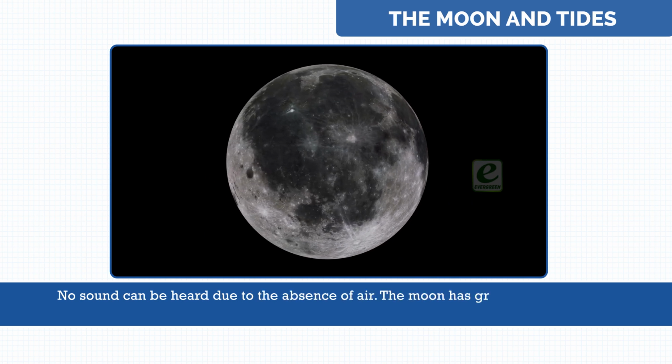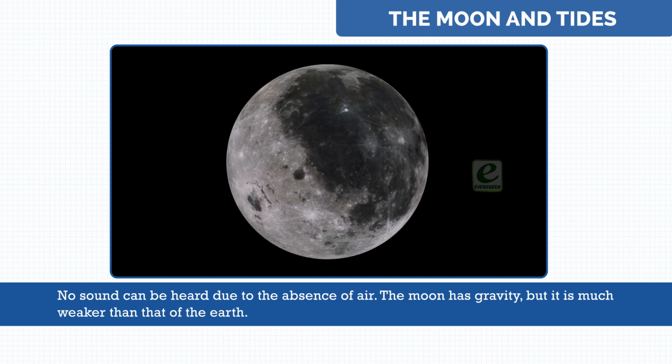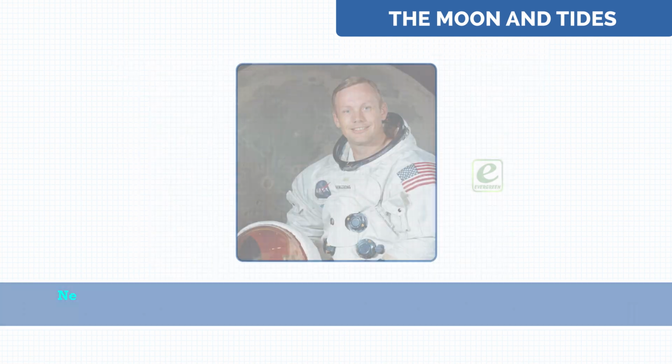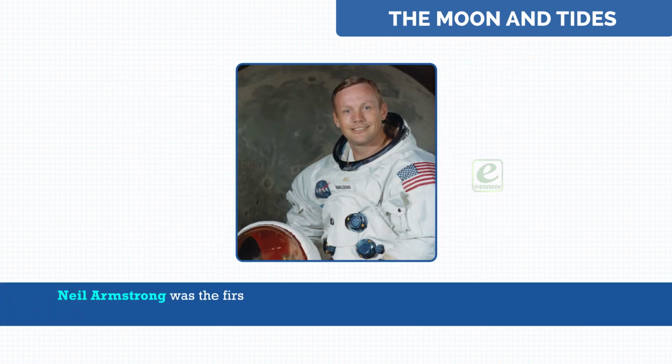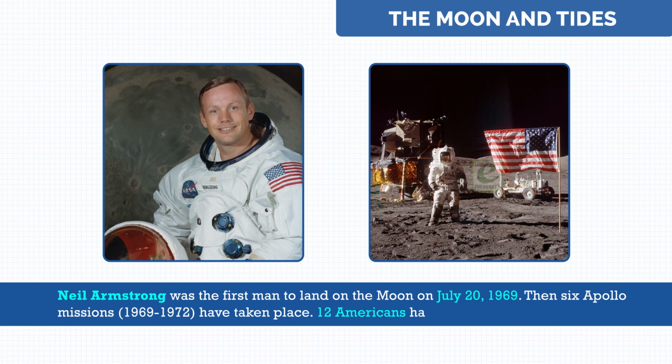The moon has gravity, but it is much weaker than that of the Earth. It is 1/6 that of the Earth. Neil Armstrong was the first man to land on the moon on July 20, 1969. Then 6 Apollo missions took place from 1969 to 1972. 12 Americans have walked on the moon.